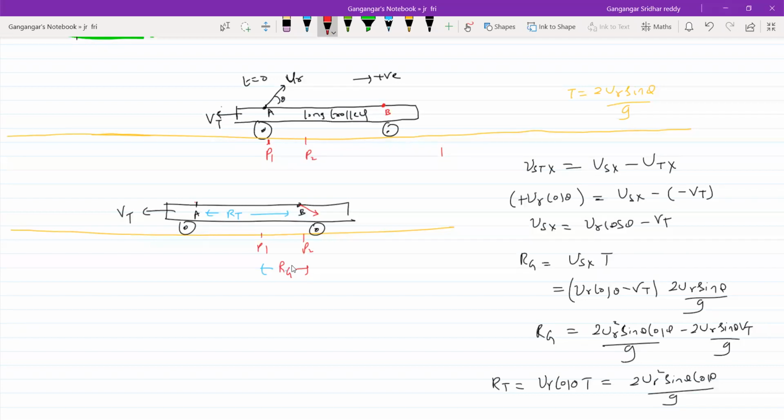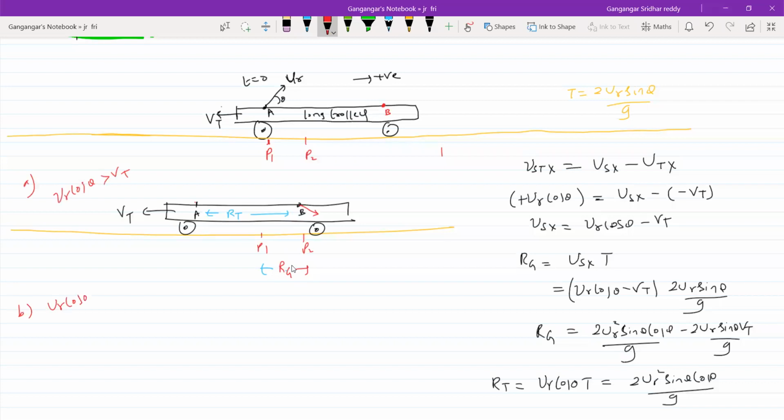Now, sir, range with respect to ground, can it be zero? Yes, it depends on the value of Vt. It all depends on the value of Vt. If ur cos theta is equal to Vt, then the range with respect to ground will be zero. I'll discuss the cases. So here, which quantity is greater? ur cos theta greater than Vt. This is the first case I'm discussing.